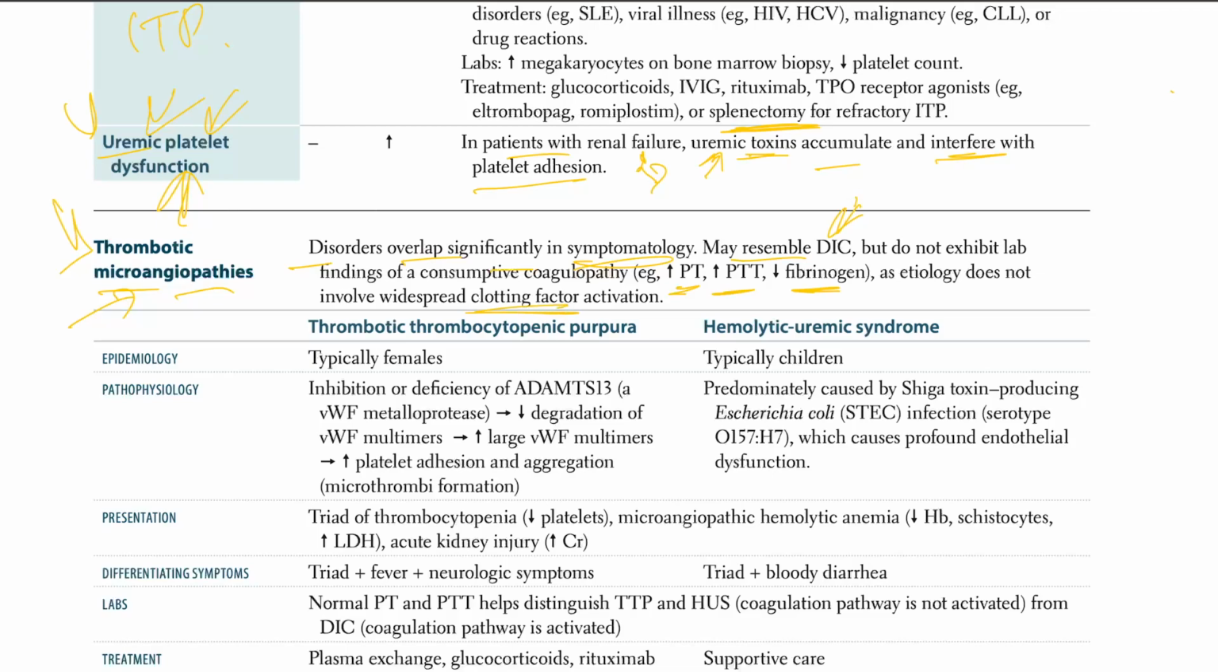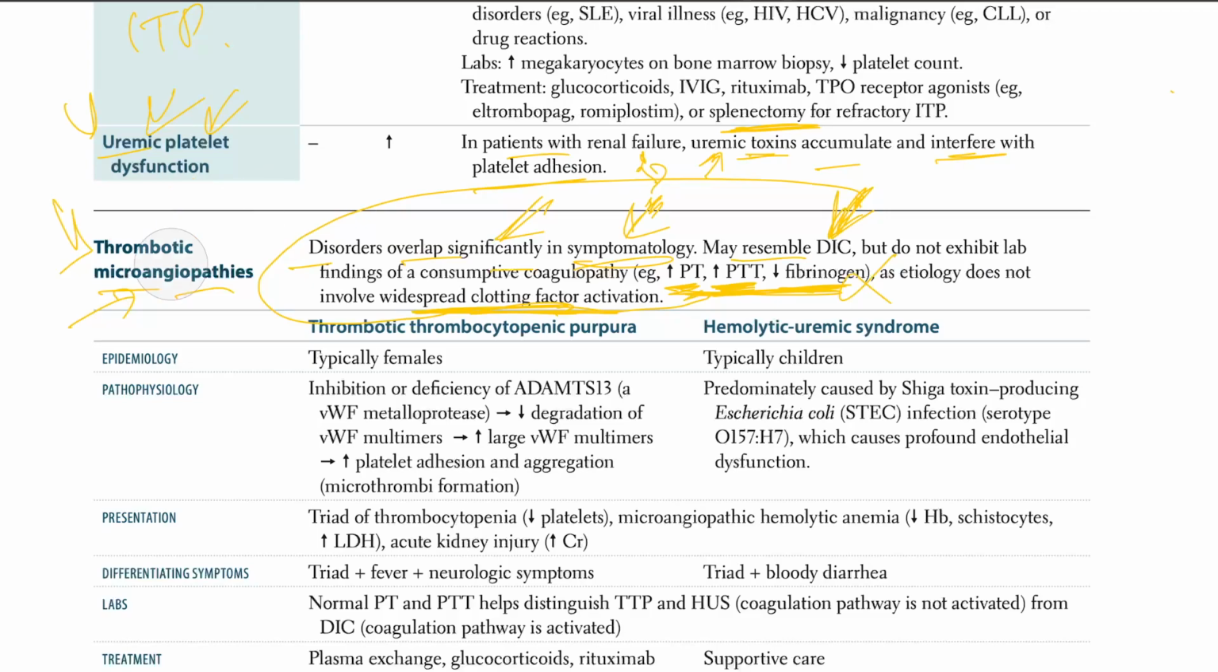So they are saying both of them resemble DIC, but when you do the labs, in DIC you have increase in PT, PTT, and decrease in fibrinogen, because DIC is a widespread clotting factor activation that leads to all of this. But in here, you don't see any of them. So the labs can tell you the difference, but they have significant overlap of symptomatology.